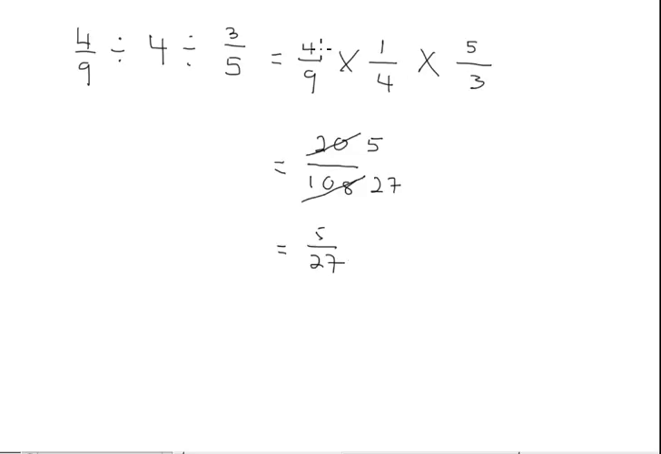You can of course start reducing from this stage here. If you want to, you can cancel off the 4 and the 4 here, the 4 on top and the 4 at the bottom. But I chose to multiply the numbers first, and then I reduce the fraction to 5 over 27.